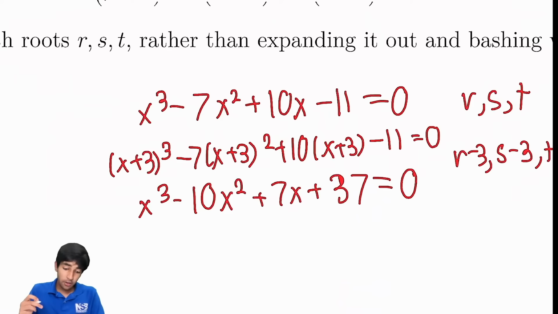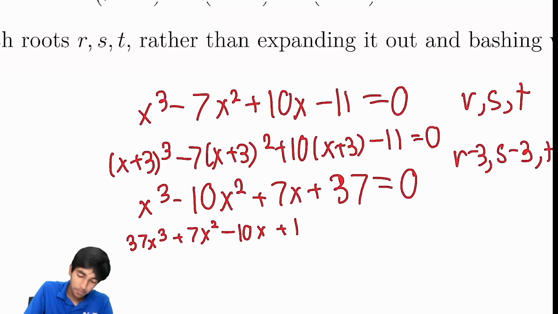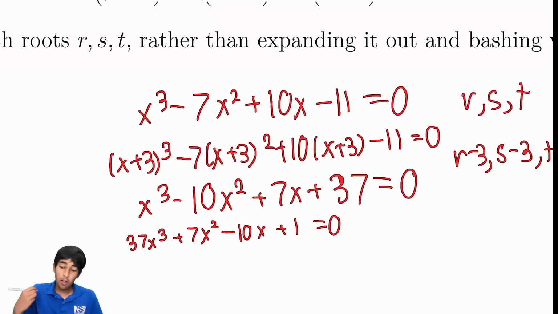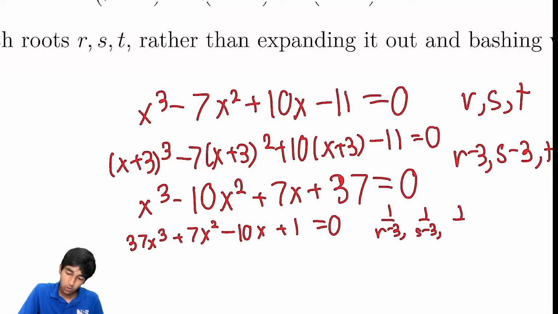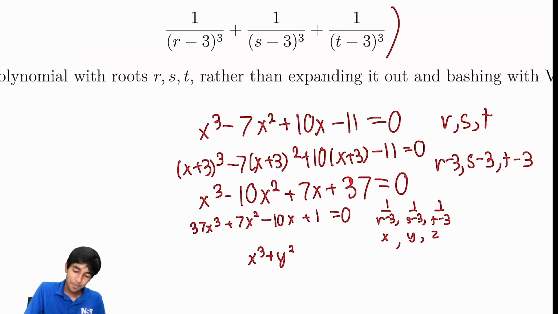So we go one step further, we use the reciprocal root trick. We just flip the coefficients around. It's that simple. Plus 7x minus 7x squared, and then plus 1. So now this new polynomial has roots 1 over r minus 3, 1 over s minus 3, 1 over t minus 3. And let's just say they're also x, y, and z. So take a look. From our new polynomial, now this expression is just x cubed plus y cubed plus z cubed, which is 10 times simpler to do than this.